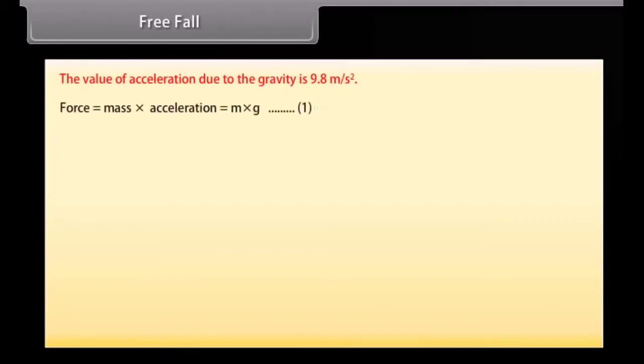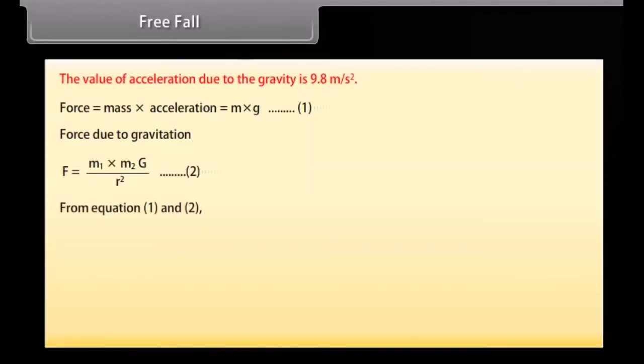Force is equal to mass into acceleration, which is equal to m into g, equation 1. Force due to gravitation, F is equal to G m1 m2 upon r square, equation 2. From equations 1 and 2, m into g is equal to G m1 m2 upon r square. So g is equal to G M upon r square. g is equal to 9.8 meter per second square.